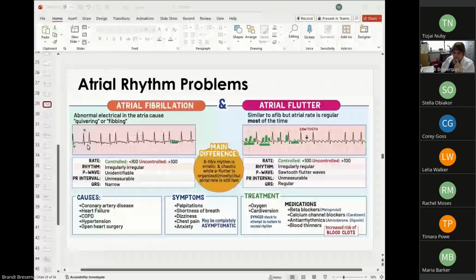Now, if somebody comes in in AFib and we don't know how long they've been in it, they are probably going to admit them. They're going to anticoagulate them and then try and cardiovert them, but not until we get some anticoagulation on board. Does that make sense?